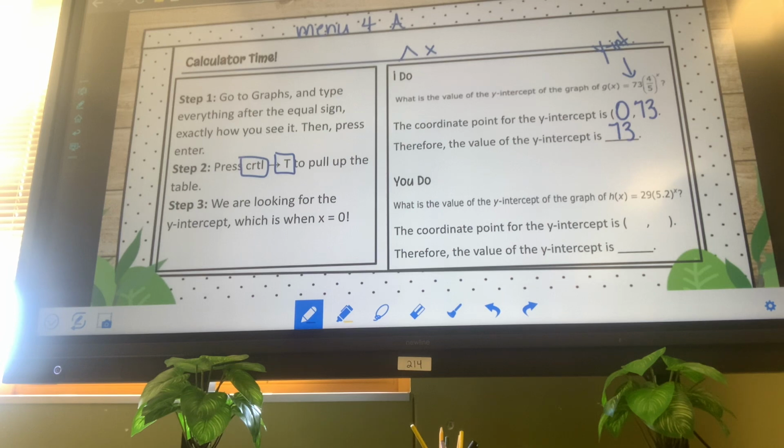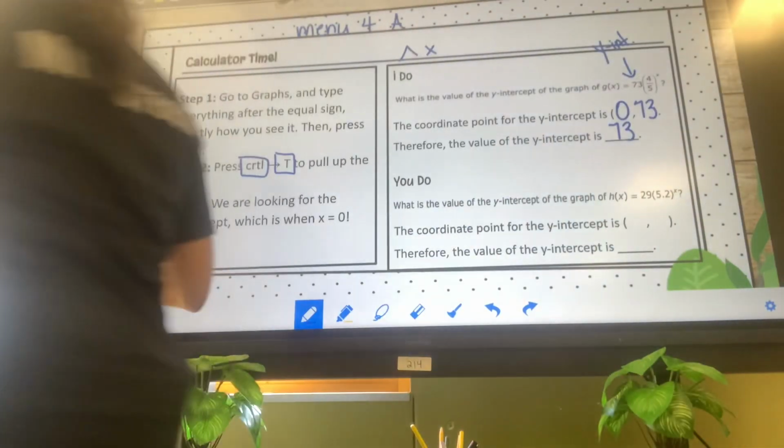That's pretty much all you need to know in today's lesson. You should be able to go on and finish up everything from here on out, because even all the other I Dos and You Dos are pretty much the same thing. It's just calculator stuff. All right. That's graphing exponential functions.